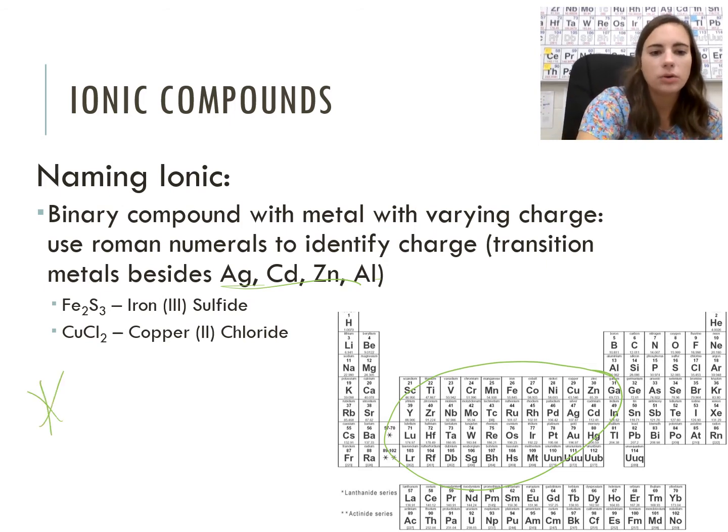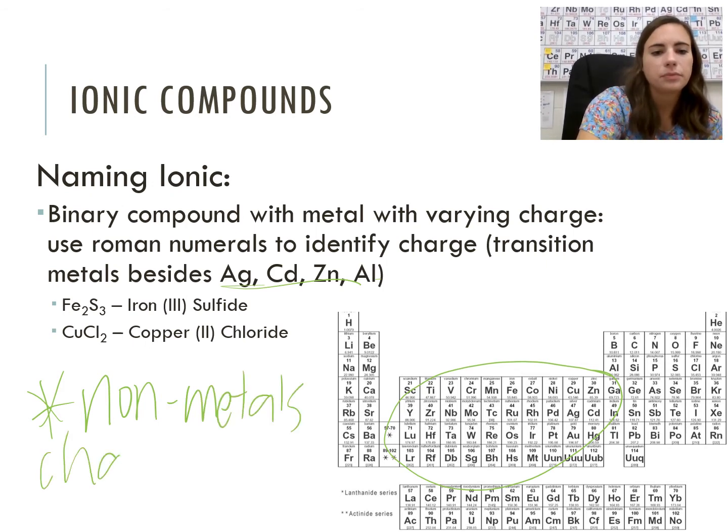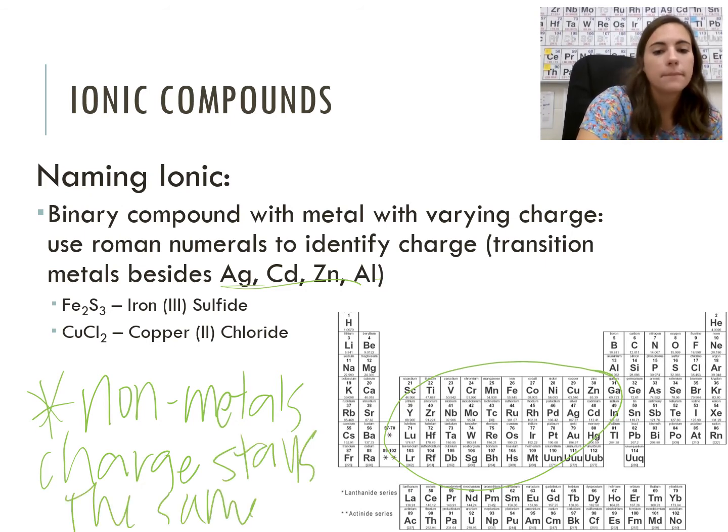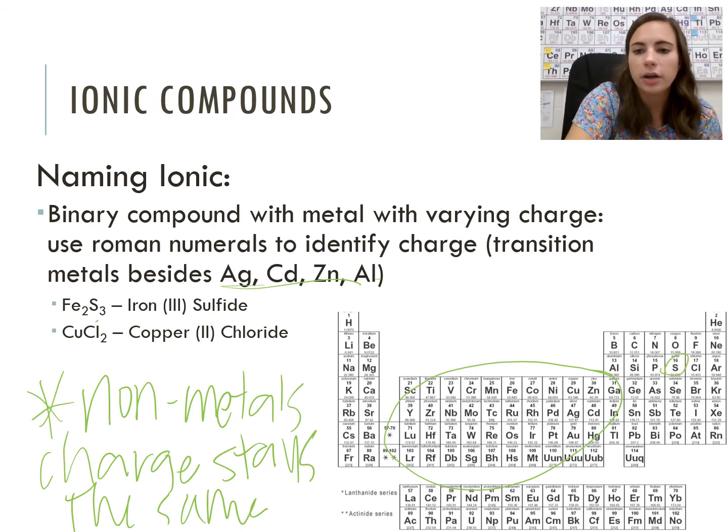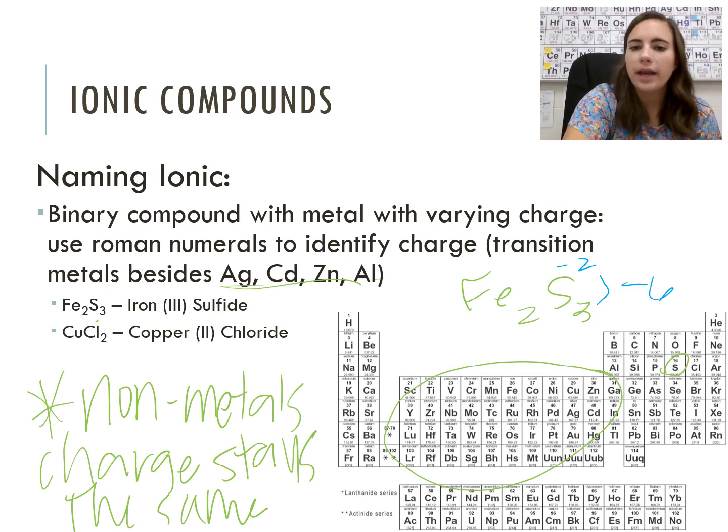Remember, non-metals don't change their charge. So I'm going to start there, okay? So sulfur is over here in group 6. So sulfur has a -2 charge. Well, I have 3 sulfurs, so in total, I have a -6 charge. Well, I only have 2 irons, so in order to balance this out, each of them would need to have a +3, which is where I get the Roman numeral 3.